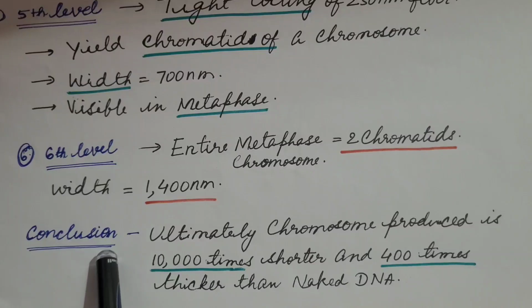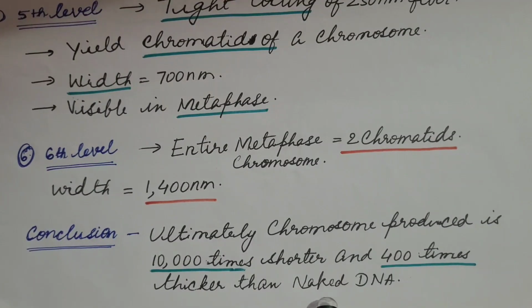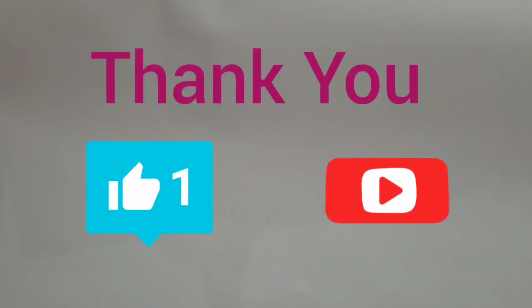So what we can conclude is that ultimately the chromosome that is produced is 10,000 times shorter and 400 times thicker than naked DNA. This is all for today's video.